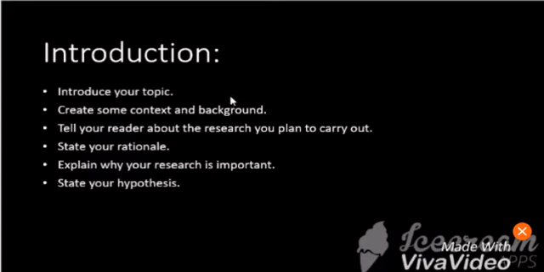When writing the introduction, you need to keep these key points in mind. First is introduce your topic. What is your topic all about? Second is create some context and background. Then tell your reader about the research you plan to carry out. State your rationale. Explain why your research is important. Then state your hypothesis.